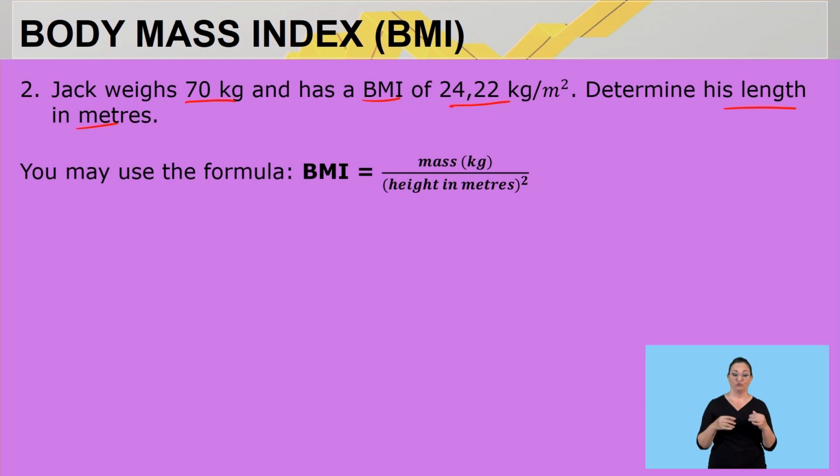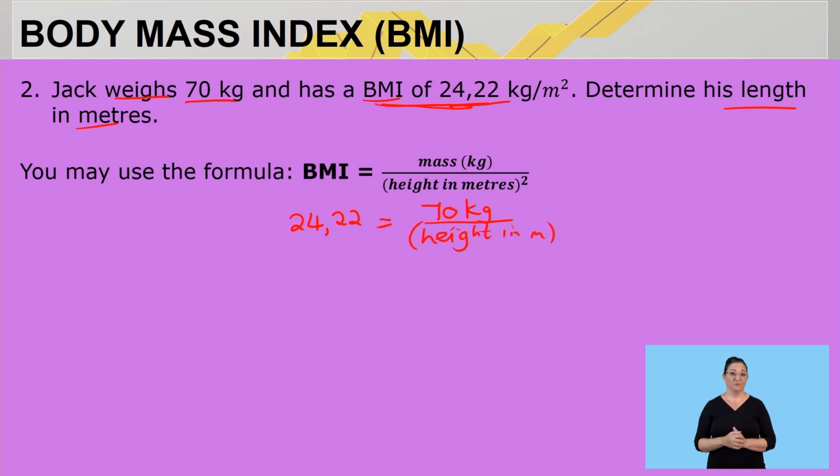So remember step 2, substitute. In this case, please note the BMI is given, right? So therefore, there's my formula already. I'll indicate that the BMI is 24,22 kilograms per square meter, equals to, do I know what his mass is? Yes, he weighs 70 kilograms, right? So therefore, I'll indicate 70 kilograms. And remember, I am looking for his height, and that is in meters squared. Are we clear on that? So that's the first step, I substituted.